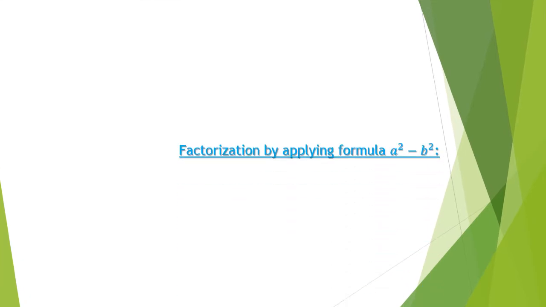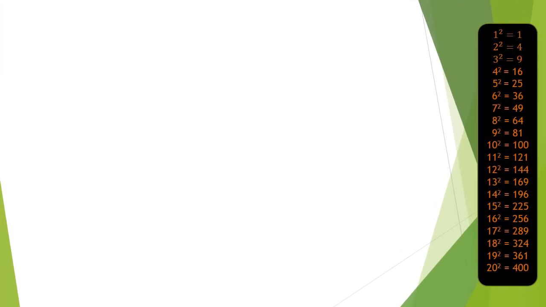Factorization by applying the formula A square minus B square. It's type 2. Type 1 is in part 1 and section A. It has two sections, A and B, three sections in fact. Now you can see on the right of your screen there are the squares: 1, 2 square is 4, 3 square is 9, and up to 20 square. They will be useful to you. Now example 1. First question, simple question. Solution.